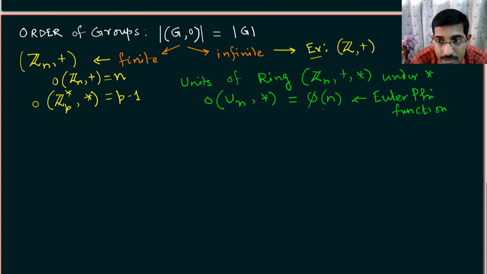This is the number of co-prime numbers with respect to n, that is, the numbers whose GCD with n is 1. We have seen the formula: it is n into 1 minus 1 by p1, 1 minus 1 by p2, and so on, if you can represent n as p1 to the power e1, p2 to the power e2, where p1, p2 are all primes. So these are all examples of finite groups.